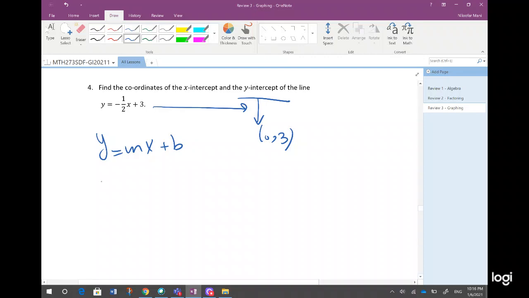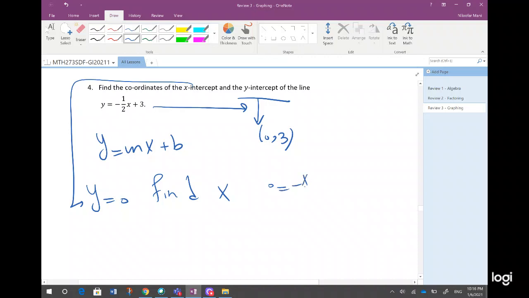Okay, so how about x-intercept? For x-intercept, I put y equals 0 and find x. So 0 equal minus x over 2 plus 3. So x over 2 is 3 and x is 6. Okay, so 6 and 0 is x-intercept, and y-intercept is this one.